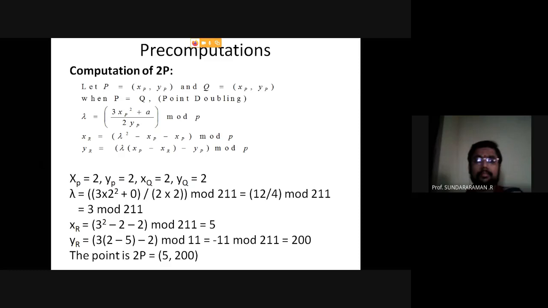So first pre-computation process, computation of 2P, because it is point doubling process, as you know that point doubling needs to be performed when 2 points are same. So lambda for point doubling is lambda equal to (3xp square plus a) divided by 2yp mod p, and the x resultant coefficient is equal to lambda square minus xp minus xp mod p, with yr equal to lambda into (xp minus xr) minus yp mod p.